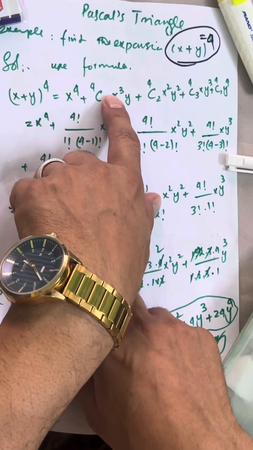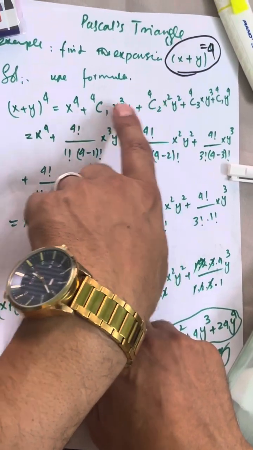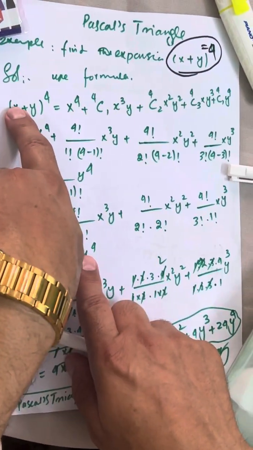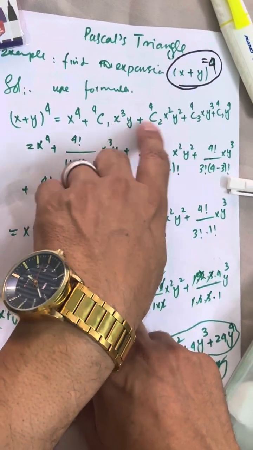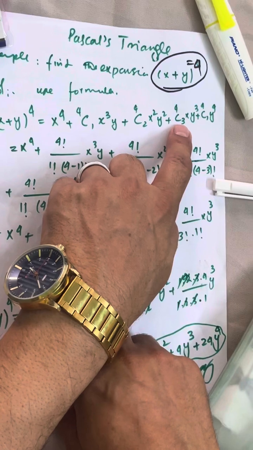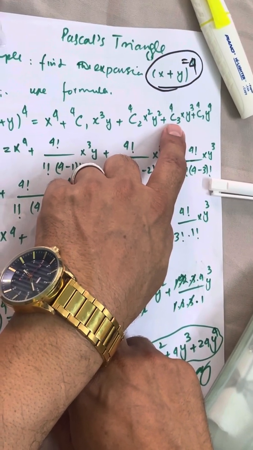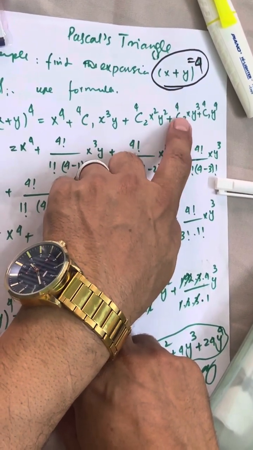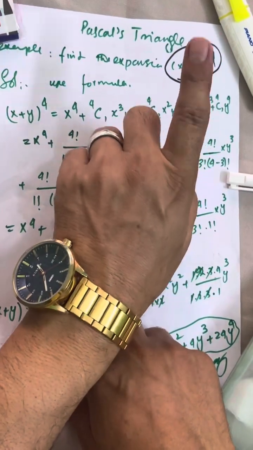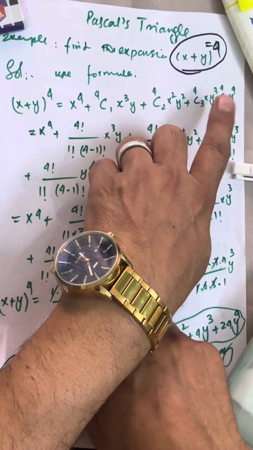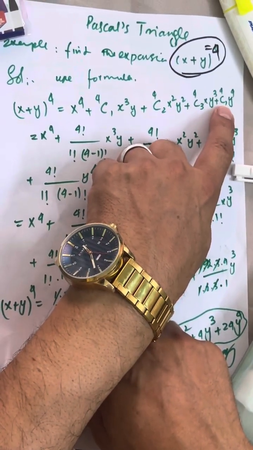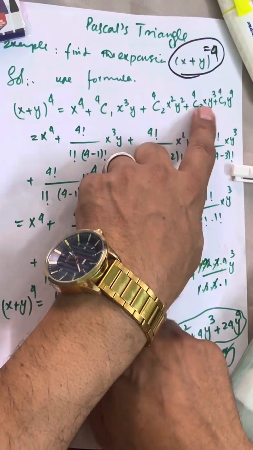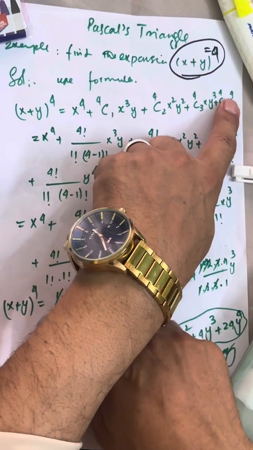Here it was x cube, and in the third term it is x squared. The power of x is decreasing, but y is squared, so y is increasing. And then in the fourth term, C(4,3) is the coefficient, x is only 1, and y is cubed. The power of y keeps increasing. And then in the last term, C(4,4), the power of x is 0, so it is 1, and y is to the power 4.